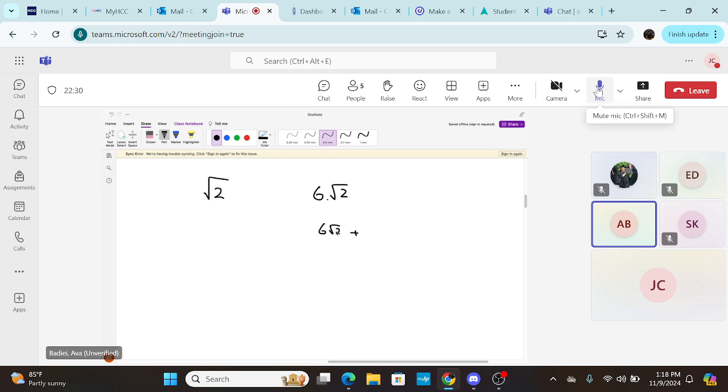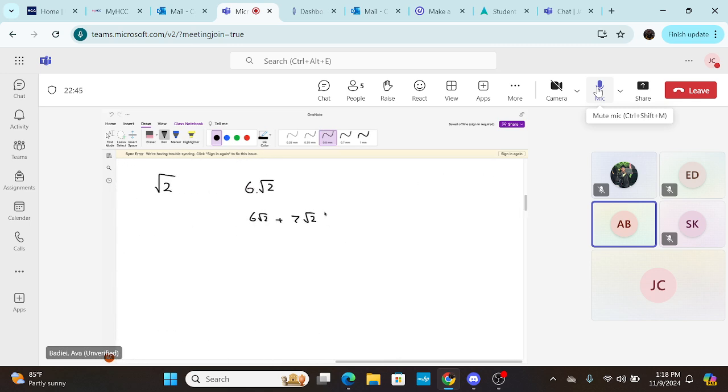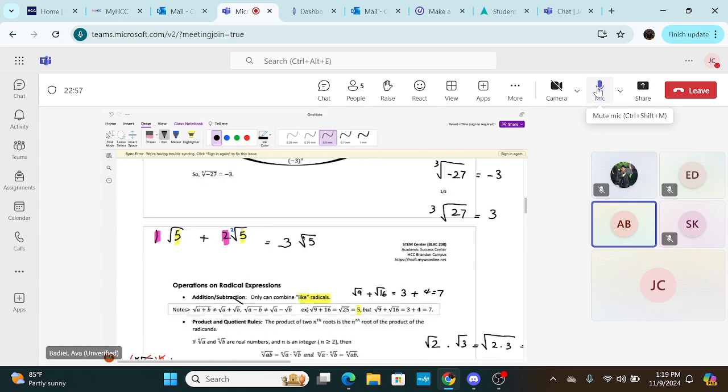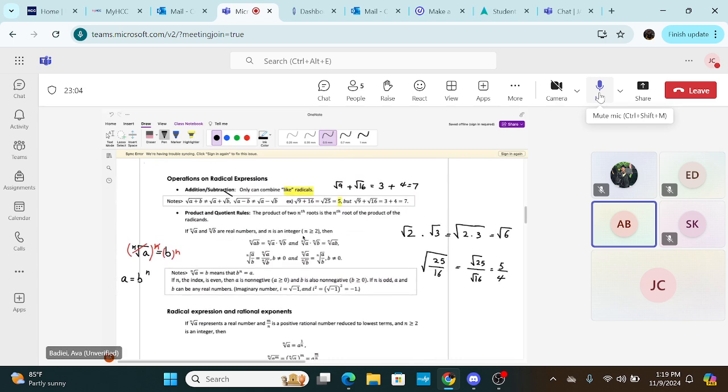Now, when we are doing the additions, we have to add or subtract these numbers. Oh, okay. So you could add those two. Exactly. We don't add the radicals. The radical stays untouched. Whatever you're going to do is going to be with these numbers. 6 and 7, it's going to be 13. This is what happens with addition and subtraction. Any other questions about these operations?